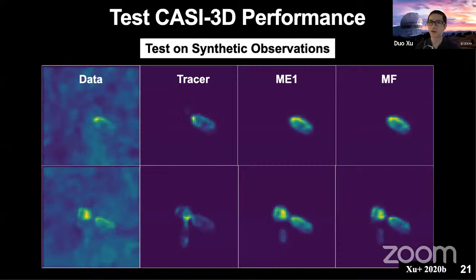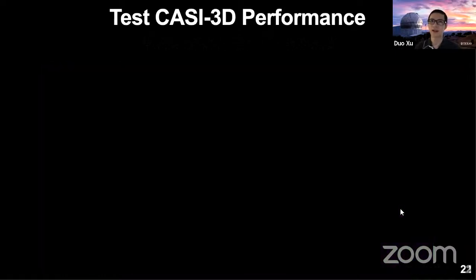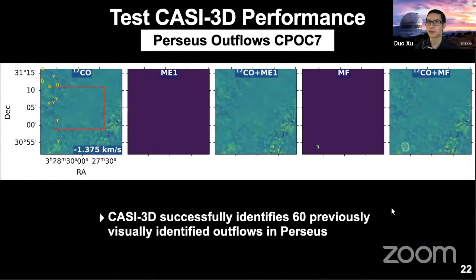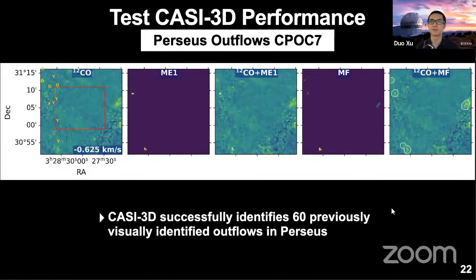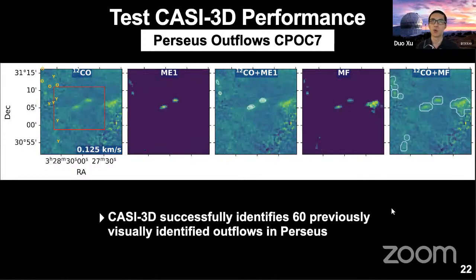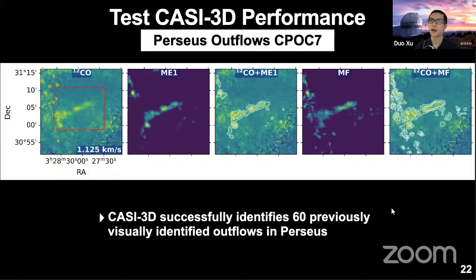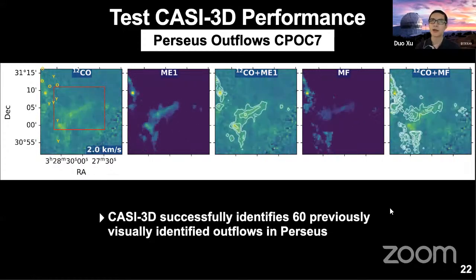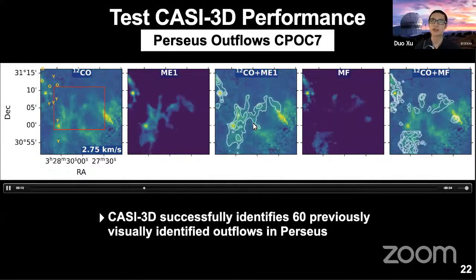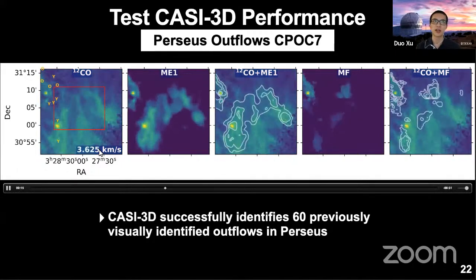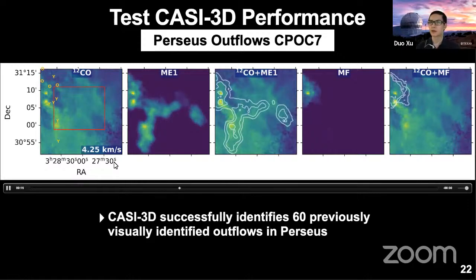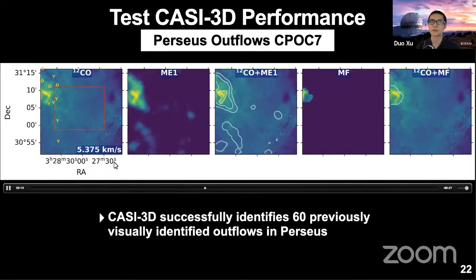Here is the performance on the test data. The tracer is the ground truth, and ME1 gives the position, MF gives the mass correction, and both are able to identify the morphology. Here, we test our model on a real outflow in the Perseus molecular cloud. The contour is our prediction, and these are different channels, from -2 to 15.